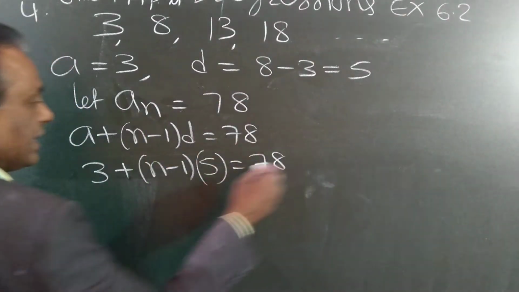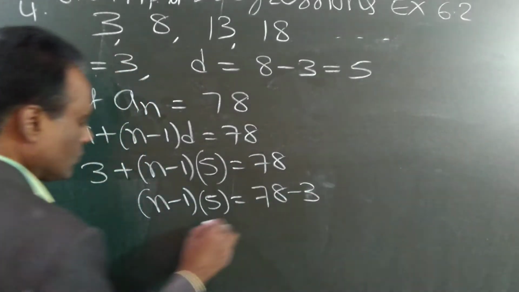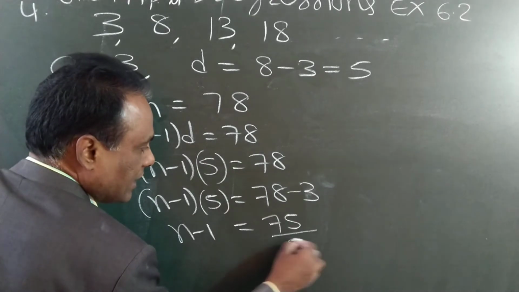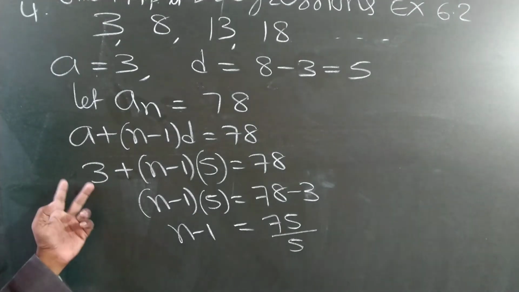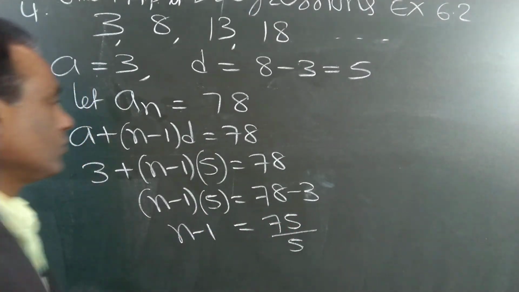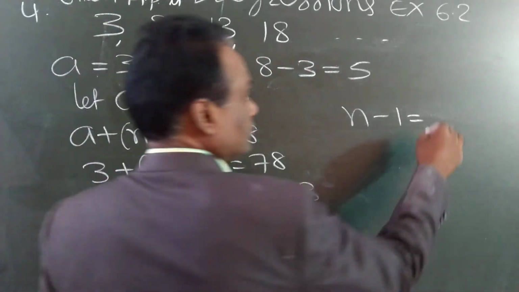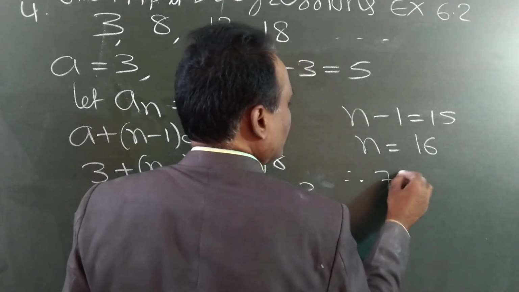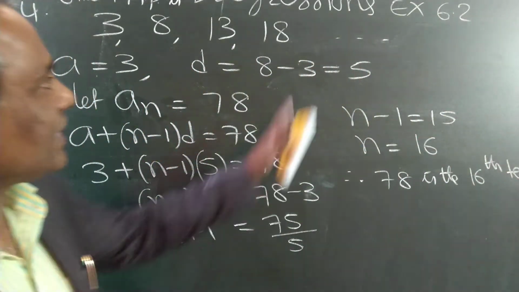First, plus 3 is taken to the right side, 78 minus 3. 78 minus 3 is 75. 5 on that side will be in the denominator. Into will become divide. First we have to take plus or minus terms to that side. Plus 3 taken, right side minus 3. 78 minus 3 is 75 by 5. So n minus 1 is equal to 75 by 5, which is 15. So n is equal to 15 plus 1, the 16th term. Therefore 78 is the 16th term.